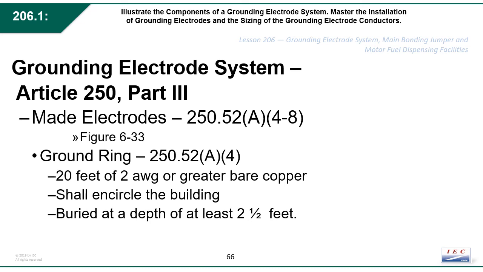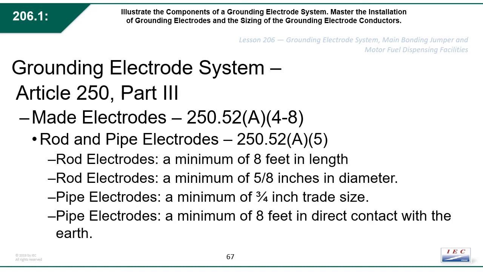So we're looking at ground rings. A ground ring is supposed to be 20 feet of 2-gauge wire or greater bare copper, and it shall encircle the building, buried at least 2.5 feet down. Made electrodes continued. Rod and pipe electrodes. You're going to find that in 250.52A5. A minimum of 8 feet, minimum of 5/8 inches. If it's a pipe, minimum of 3/4 inch. And if it's a pipe, minimum of 8 feet. You'll find that right there in Article 250.52A5.